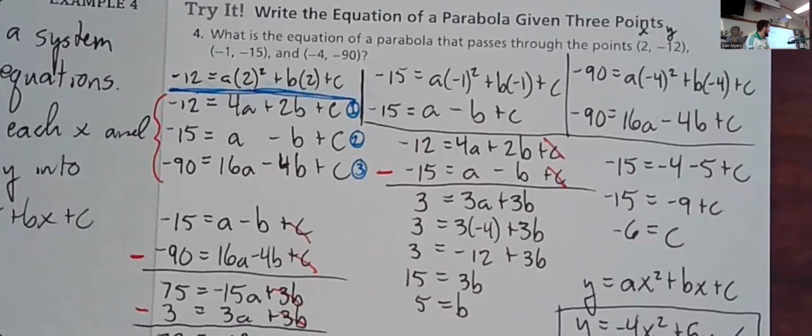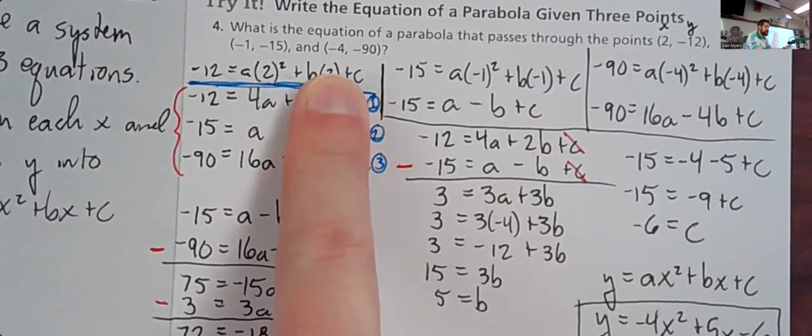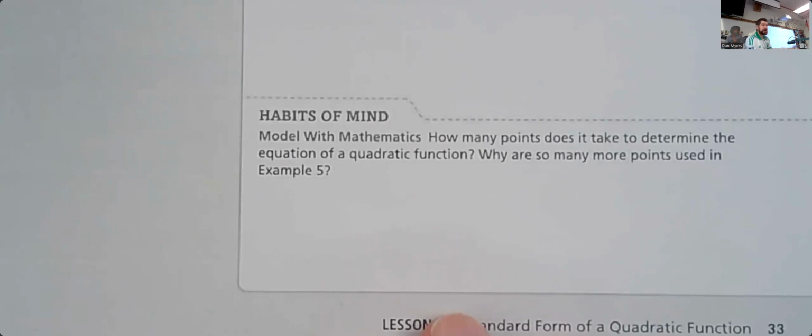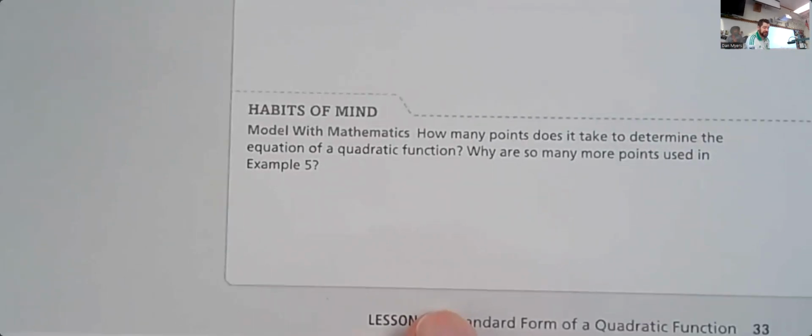How many points did we use today, though? 3, yeah. So either 3 random points to write the equation in standard form, or the vertex and another point if you want to write it in vertex form. So those are kind of your options on how many points you need to write a quadratic function.